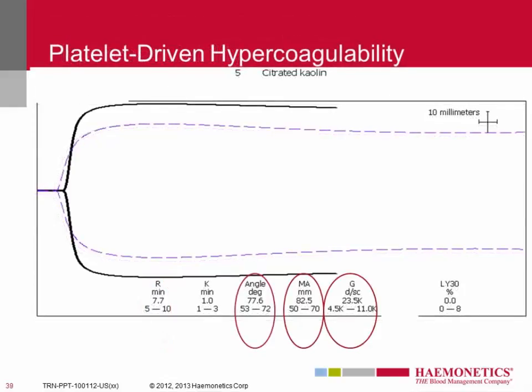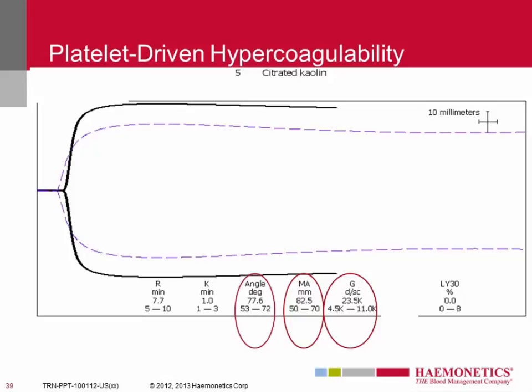Okay. Now this patient is a scary one. He has a normal R, normal K, angle's high, MA's high, and his G's high. This is a patient that will occlude. And his challenge is not enzymatic, it's platelet driven, very hypercoagulable.